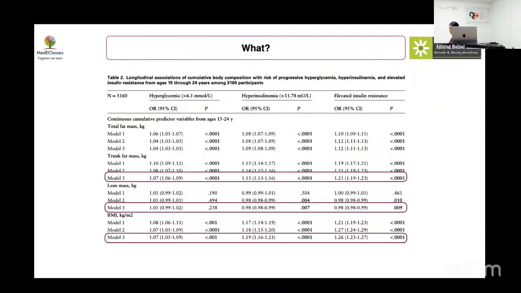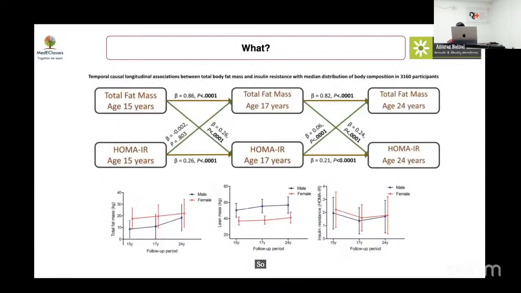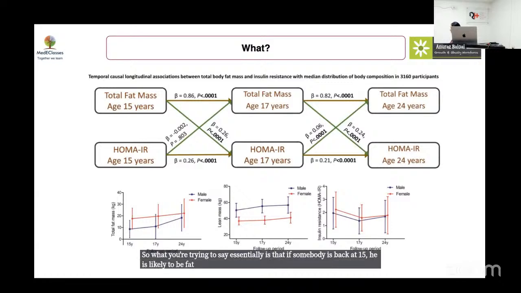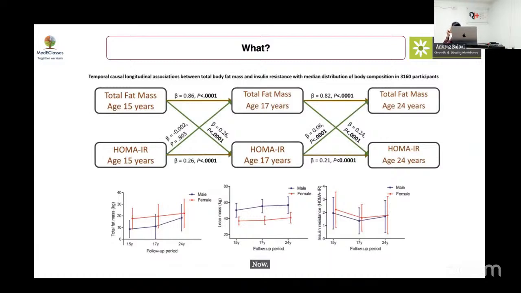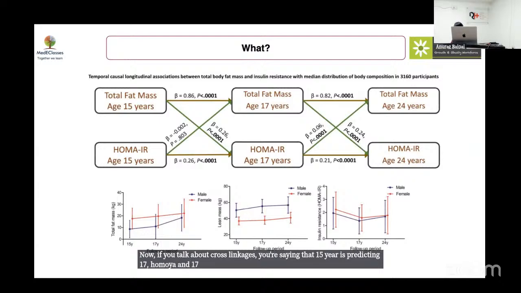So let's just explain it. What you're trying to say essentially is that if somebody is fat at 15, he is likely to be fat at 17 and 24. There's a persistence. If you have insulin resistance or your HOMA-IR is high, you will continue to be the same. So there's a trend which is continuing. Now, if you talk about cross linkages, you're saying that 15 years is predicting 17 HOMA-IR and 17 is predicting 24.